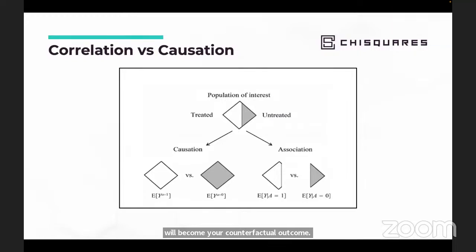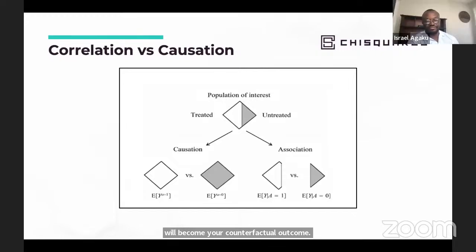Is correlation equal to association? Yes, roughly.